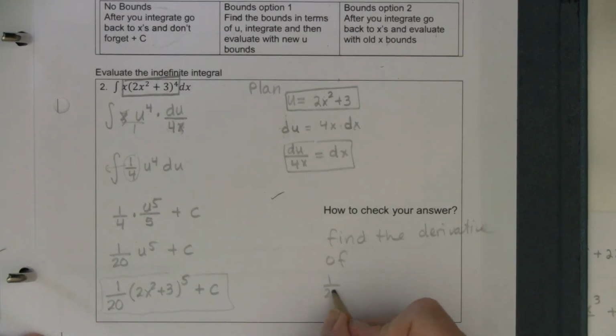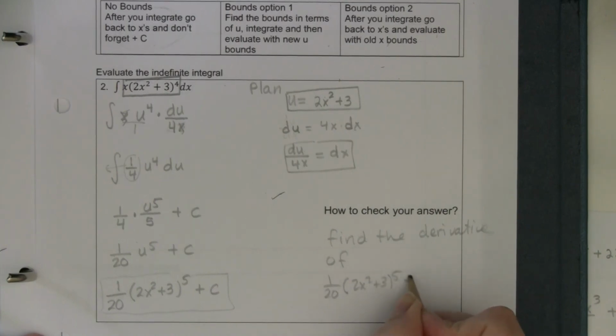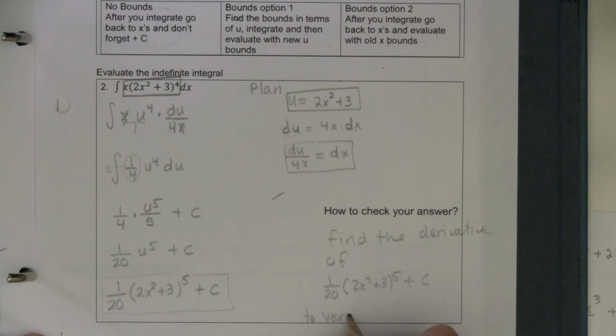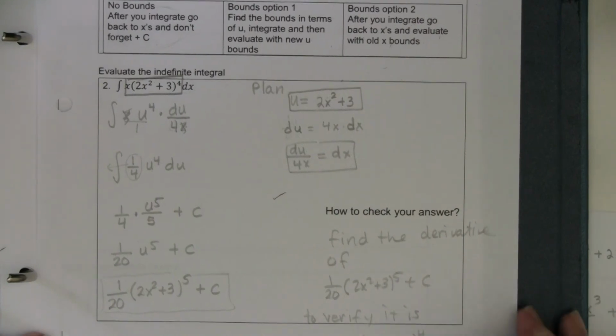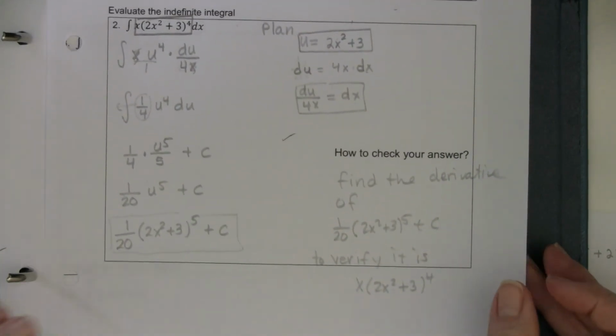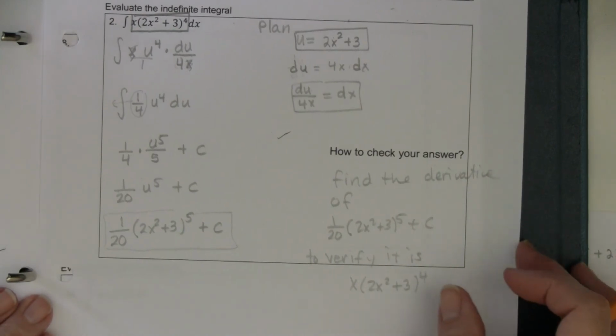of 1 over 20 and to verify it is x times 2x squared plus 3 raised to the 4th, right? Okay, so that's kind of our story there. Okay, we did a lovely job on that one, and we're going to try some more.